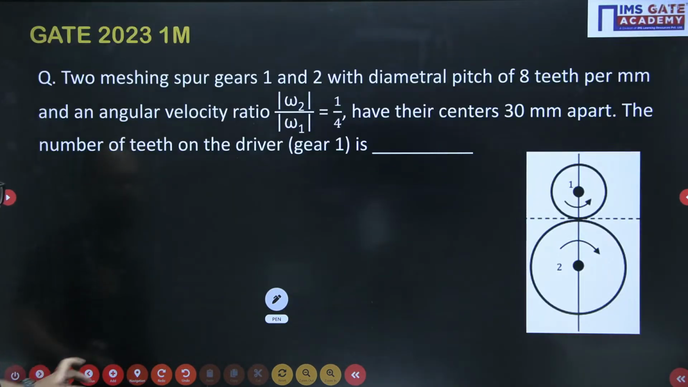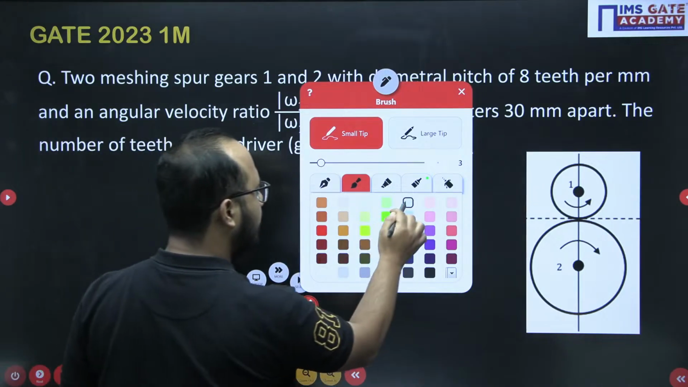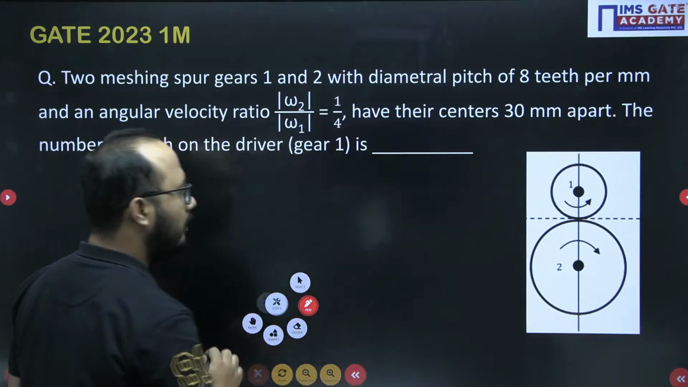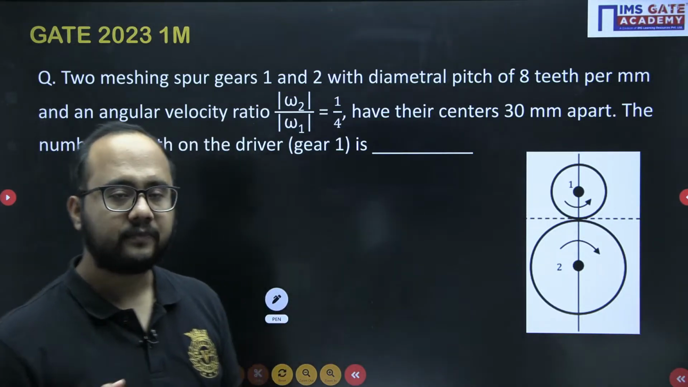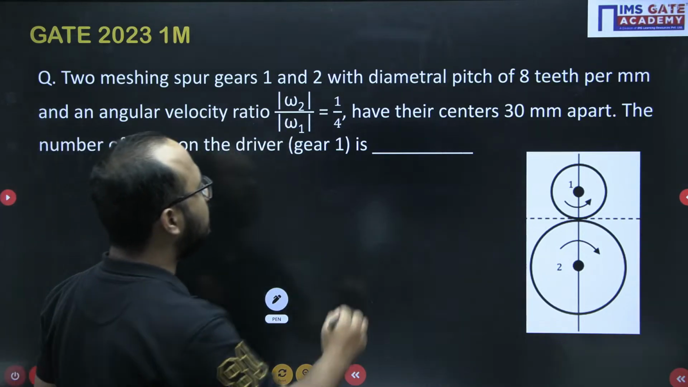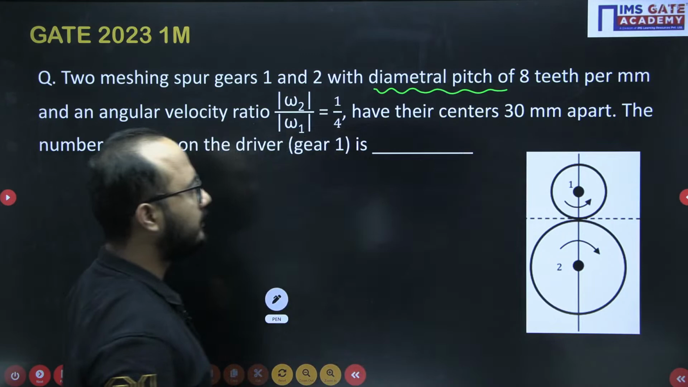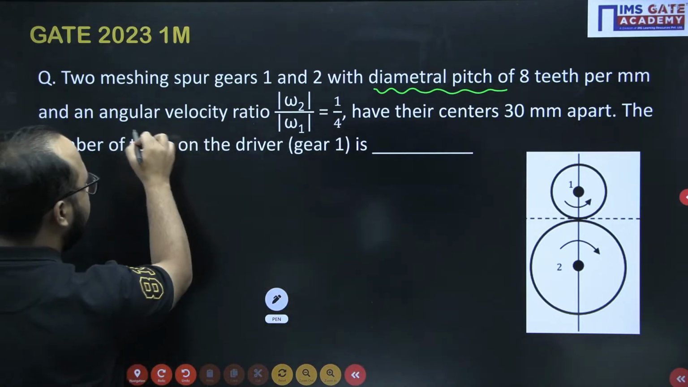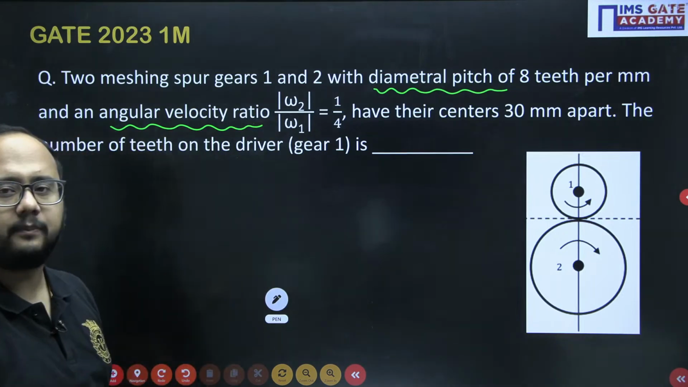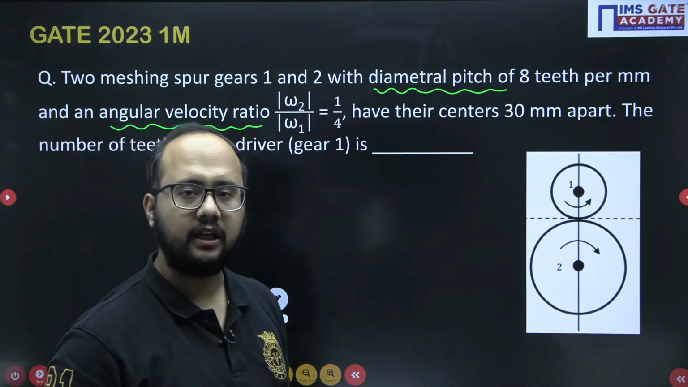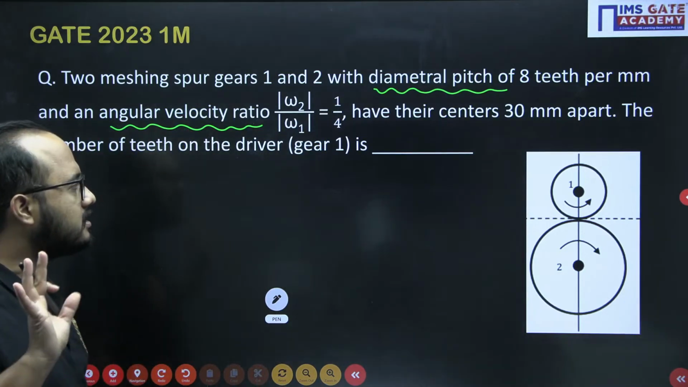The next problem is from the gears chapter. Again, a very simple problem. You just need to know the basic terminologies of gears, like diametral pitch, which they have mentioned in the question. Angular velocity ratio they have given with a mod sign, so it simply means they are taking the magnitude only, the ratio of magnitude of angular velocity, not the direction.